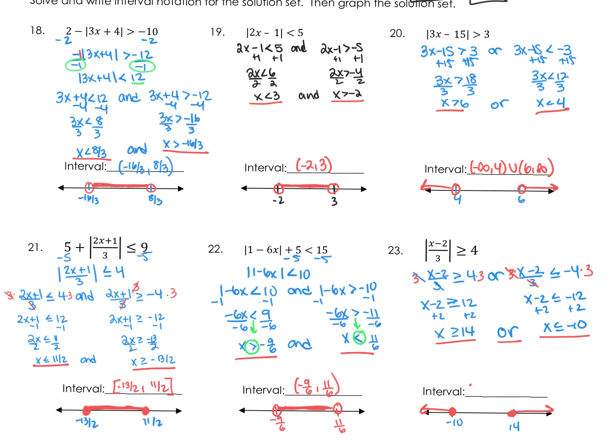They should be separate. And this, we need two intervals because there's two arrows. So negative infinity to negative 10, bracket, union, 14 to infinity.